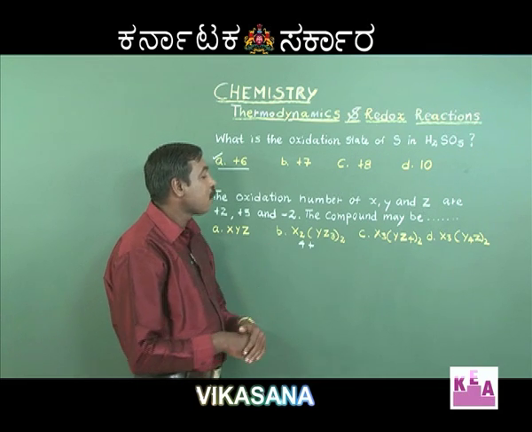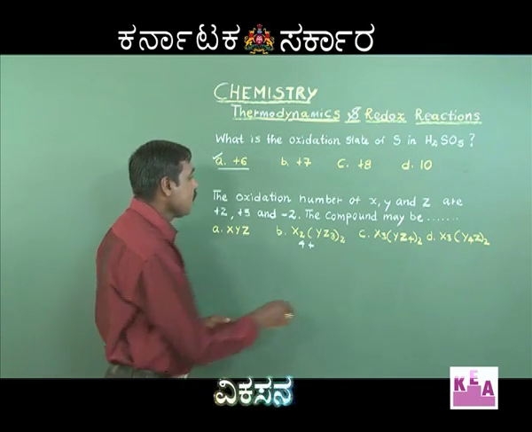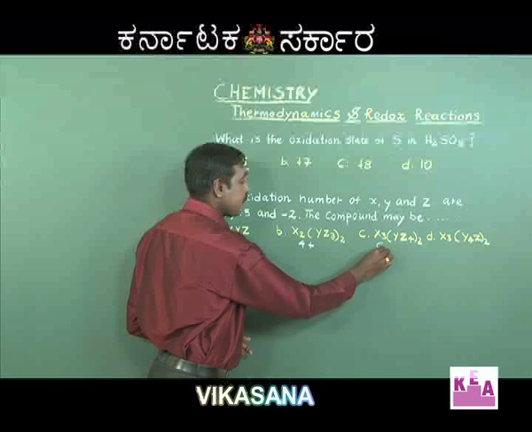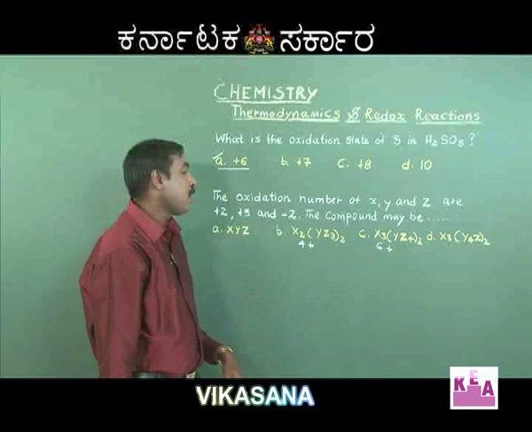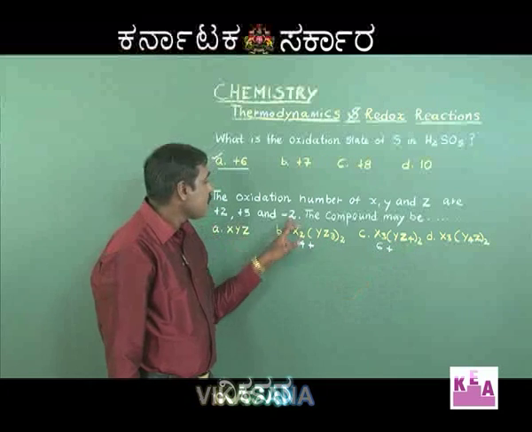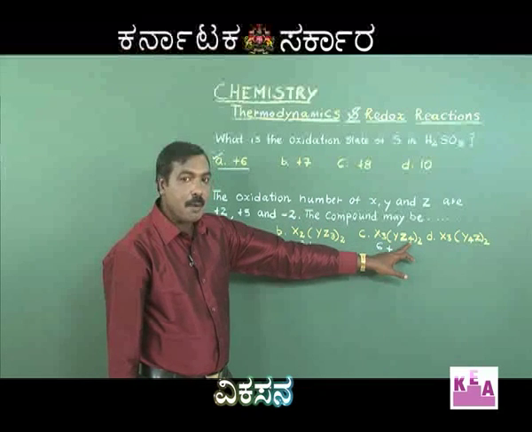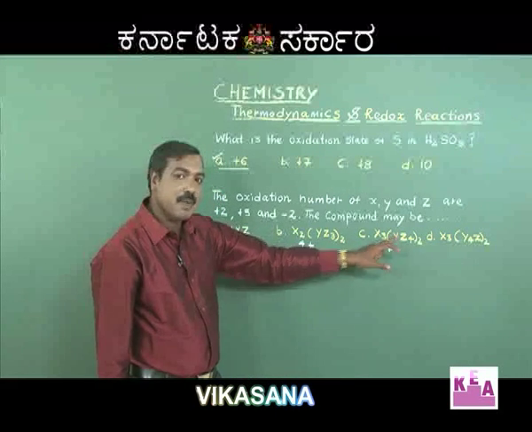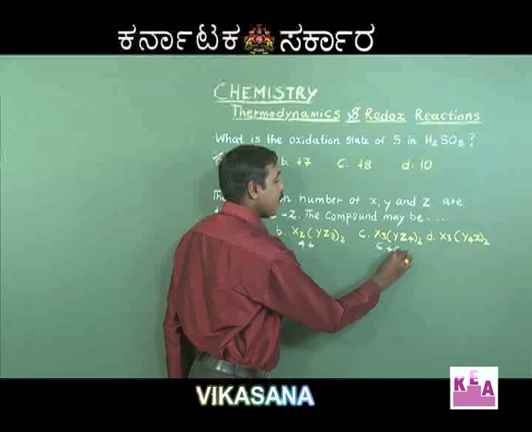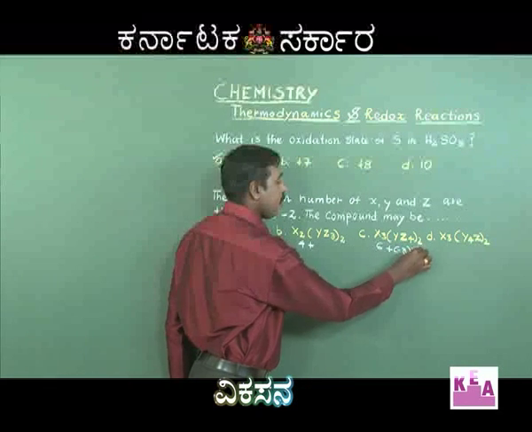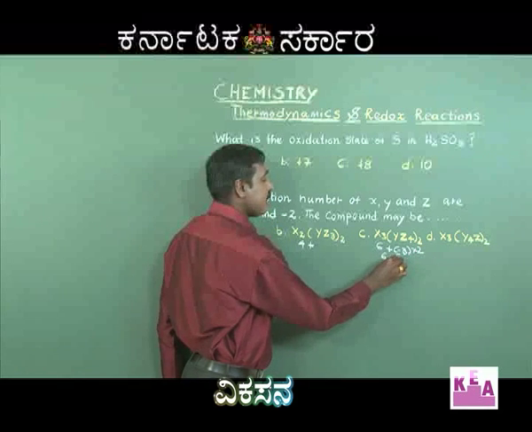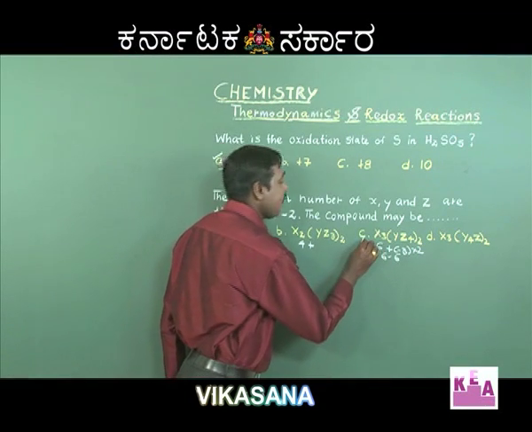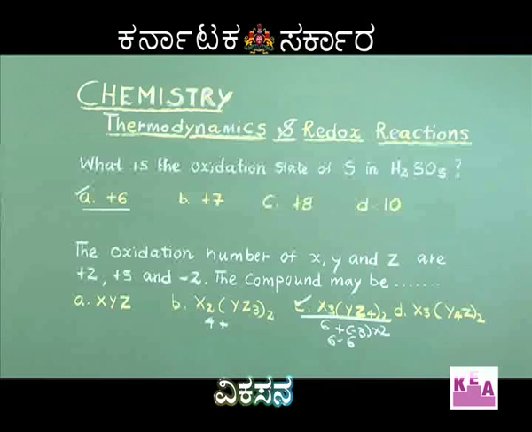We will go on to option C. We will work it out. X is 2, 2 into 3 is 6, plus, I will work it out together now, Z is 4, times minus 2 into 4, minus 8. Minus 8 plus 5 happens to be minus 3. Minus 3 multiplied twice, therefore 6 minus 6, I am getting 0 here. Therefore, the right option is option C, X3 YZ4 twice.